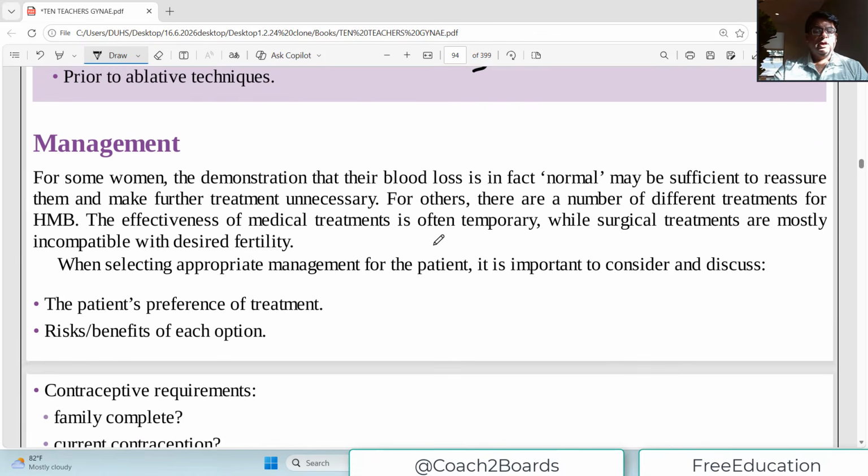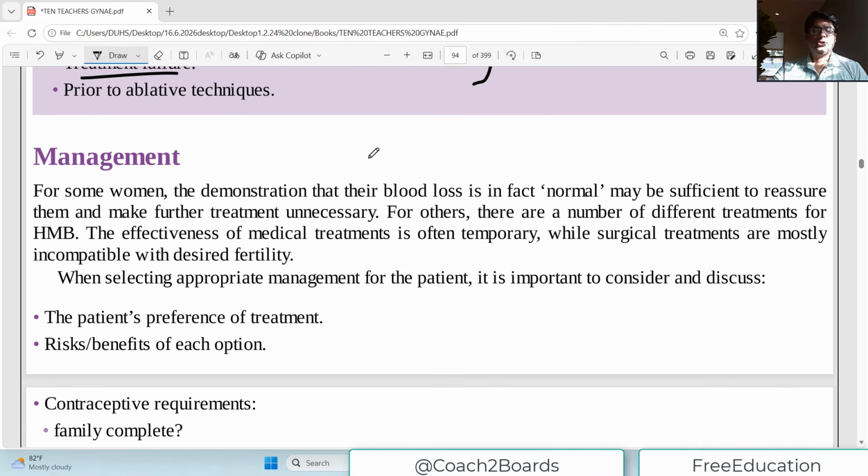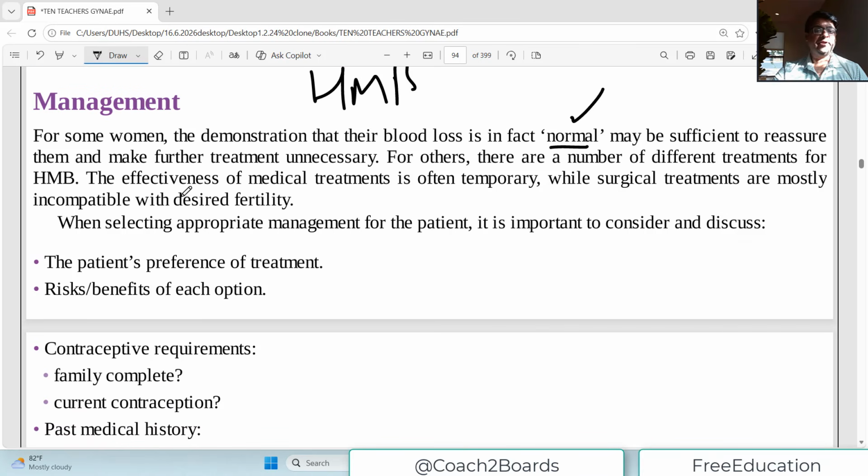Okay. So after you have done all the history and examination, how do you manage the patient with heavy menstrual bleed? For some women, the demonstration that their blood loss is in fact normal may be sufficient to reassure them. So you have done everything, you don't find any problem, and you say that, well, bear with that, and it may come back to normal. For others, there are a number of different treatments of HMB which you may need to cater.